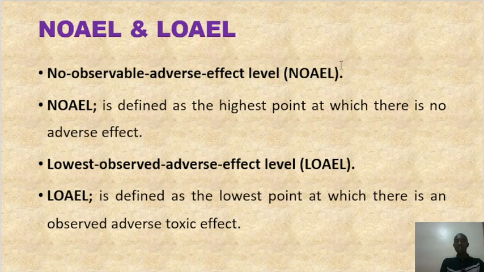Then the other terms that you always meet are NOAEL and LOAEL. NOAEL means no observable adverse effect level. Then LOAEL means lowest observable adverse effect level. You shall always meet them. We define NOAEL as the highest point at which there is no adverse effect. What is the highest point whereby there is no adverse effect? Question: if you take substance A, what is the highest point whereby you can't die, or there's nothing like any adverse effect?